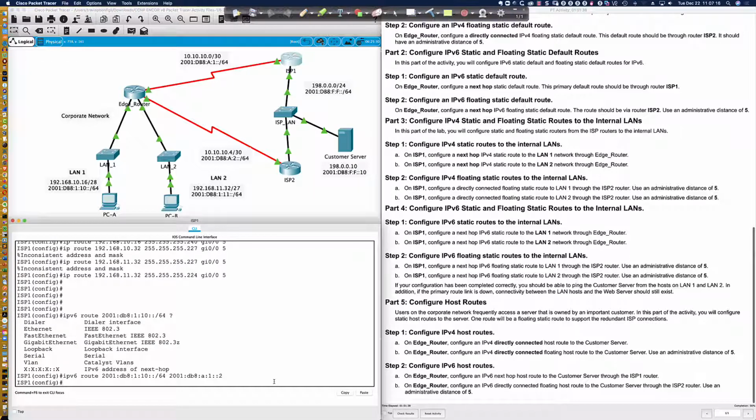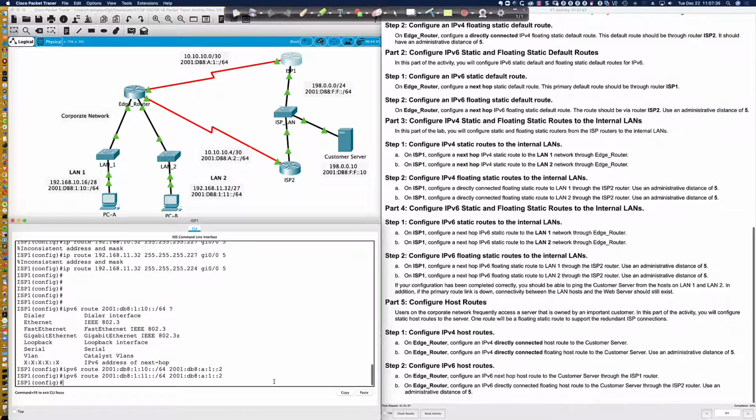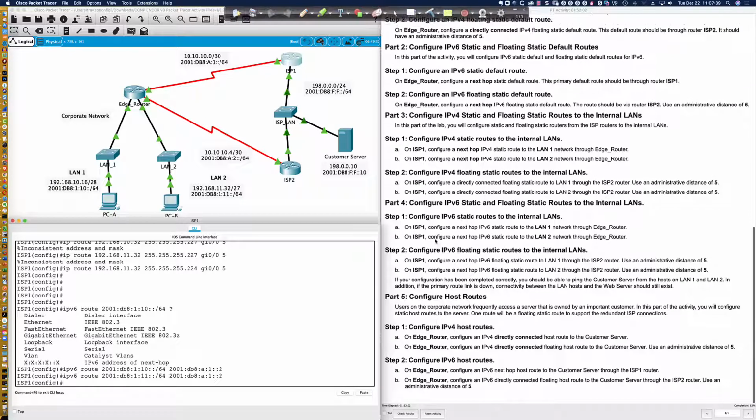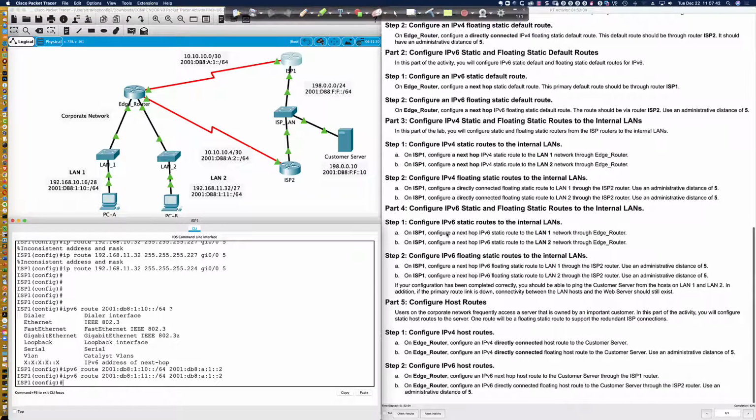Now, we're going to configure another next hop IPv6 static route to LAN 2 through the edge network. Now, this will be easy. We should be able to go up arrow, and the network is going to change. And the only difference in the networks, and let's make sure I don't mess this up here, it should be 2001:db8:1:11::/64. And again, we're using the same next hop IP address. And there we go. We've got that information in there. So these two networks are done. We're at 62%.